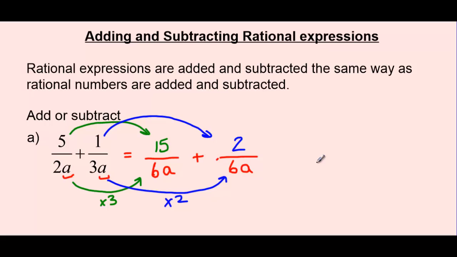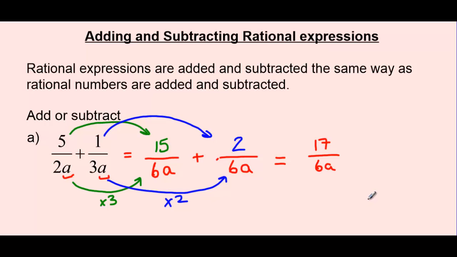And now we'll add these fractions together. It's different than multiplying. We don't multiply the numerators and multiply the denominators. So we wouldn't add the numerators and add the denominators. We just simply add the numerators and keep the common denominator the same. 15 plus 2 is 17. 6a is our remaining denominator. So our final answer is 17 over 6a.